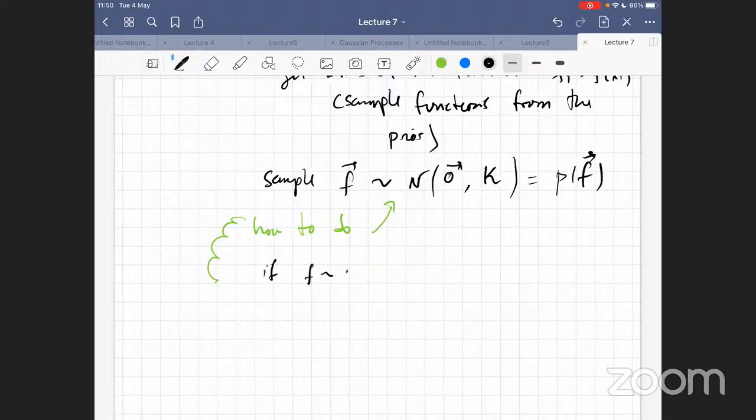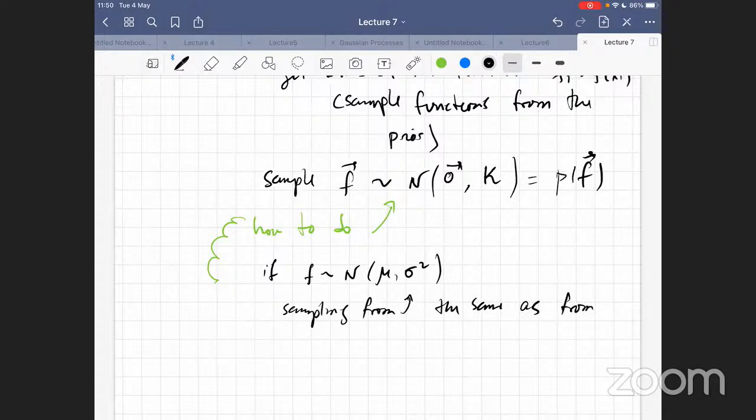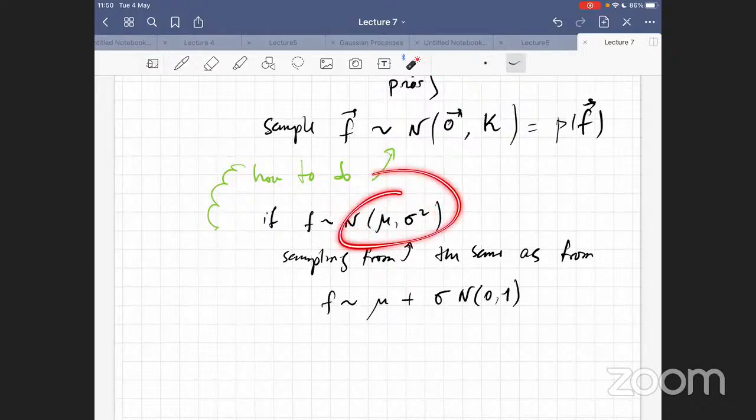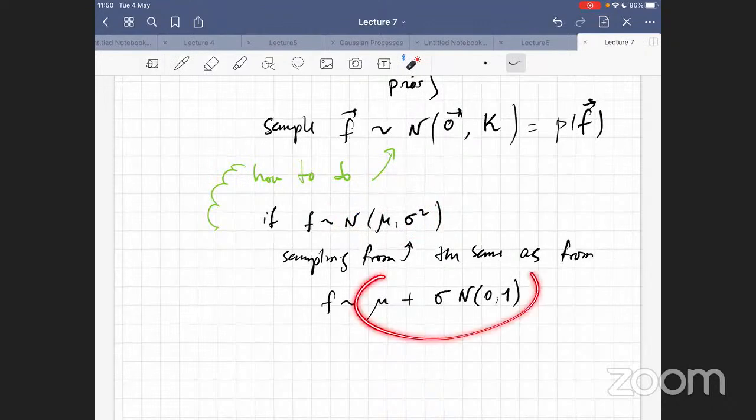So if a variable f follows a Gaussian with the mean mu and variance sigma squared, then sampling from this is the same as sampling from mu plus sigma times the standard normal. Okay, so you get exactly the same type of samples, the same samples, if you sample directly from this, giving, I don't know, a library or something, or doing this procedure.